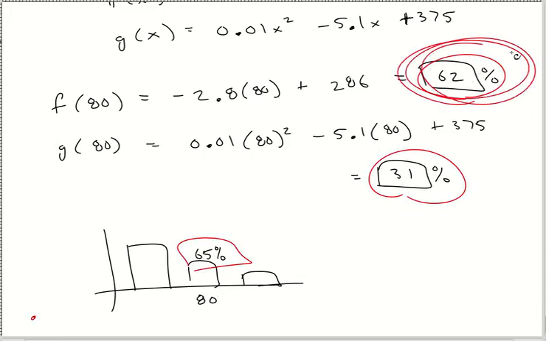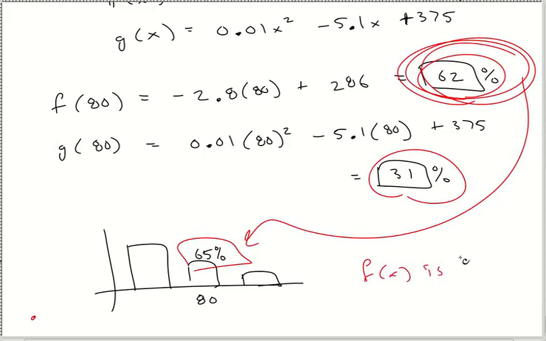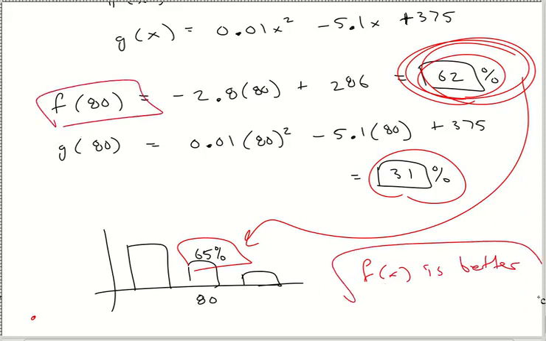And of course, 62 is much closer. And so I would say f of x is better. Notice I'm saying f of x is better because that was an f that I used. So there you go. That's your answer to part B, I think.